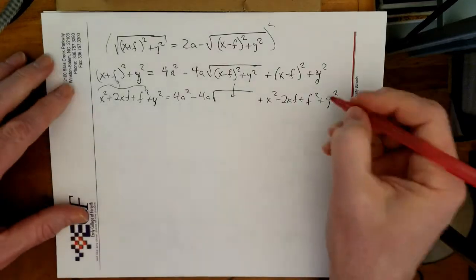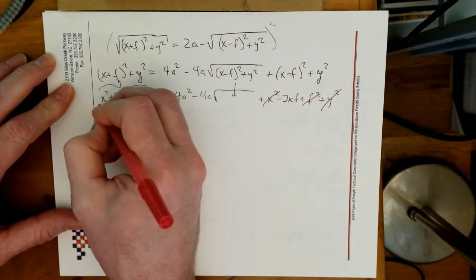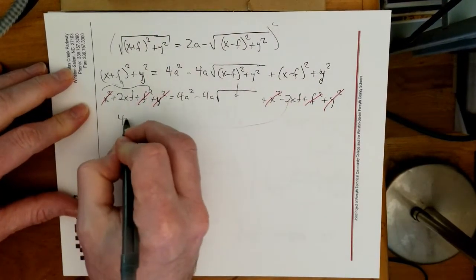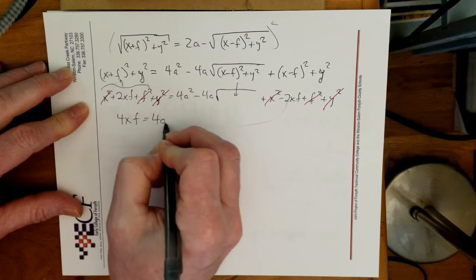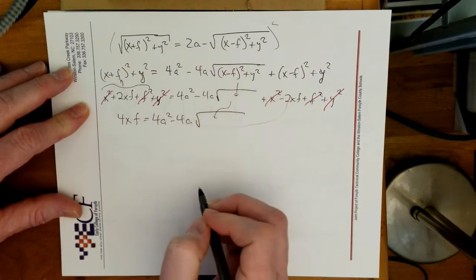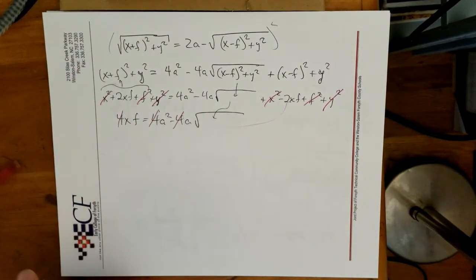Let's get rid of what we can. Y squared cancels out, F squared cancels out, X squared cancels out. Adding that to the other side over here, I have 4XF is equal to 4A squared minus 4A times the square root of that. So I clearly have 4 in every term, so I can get rid of the 4's.